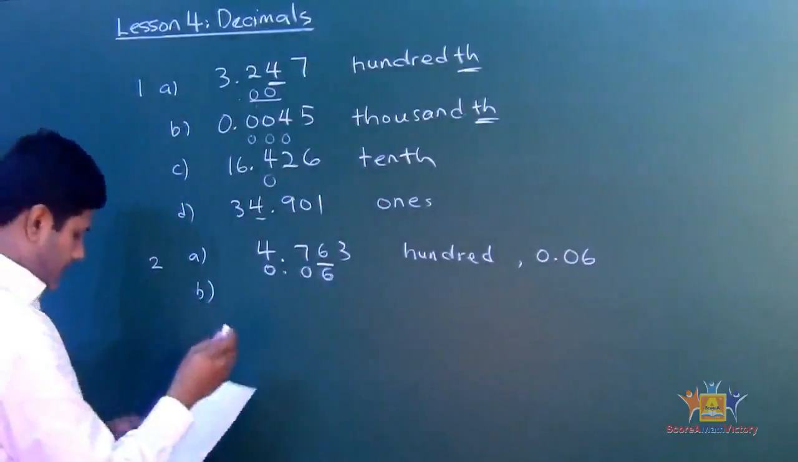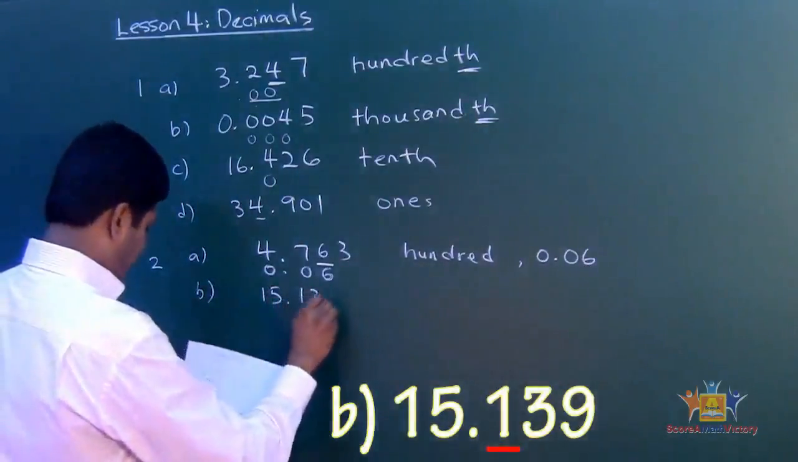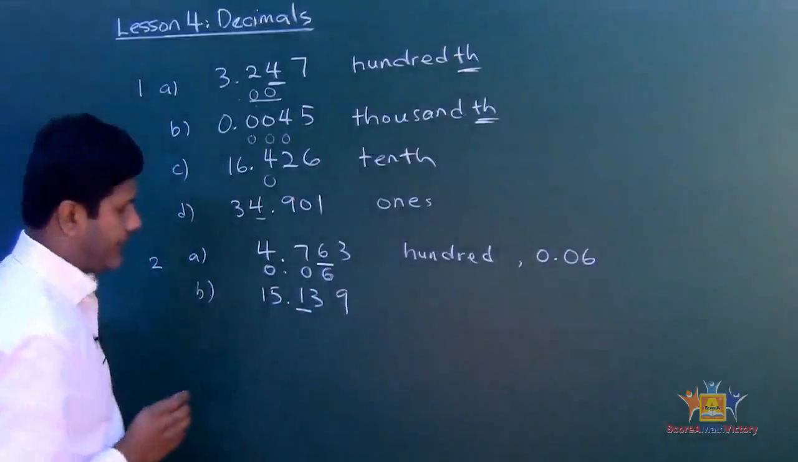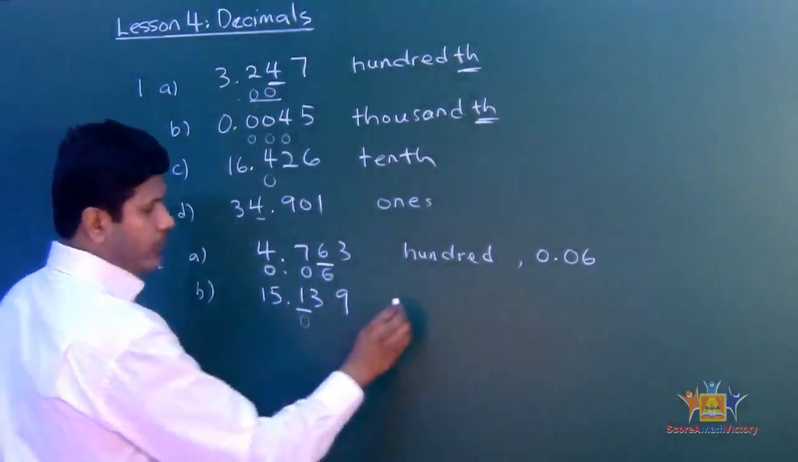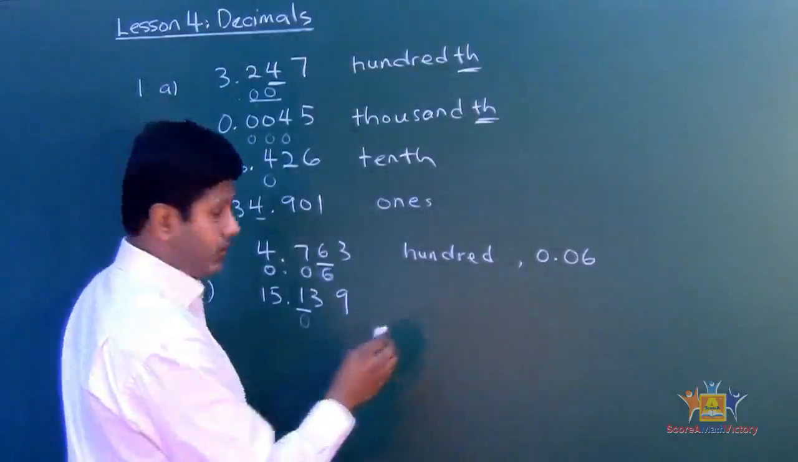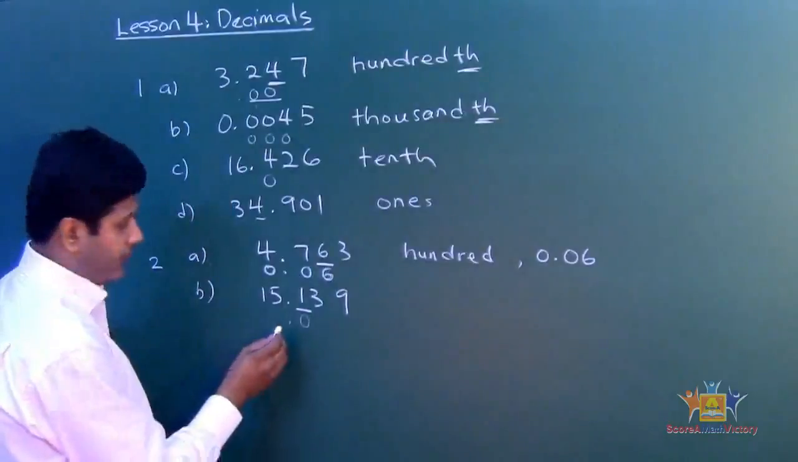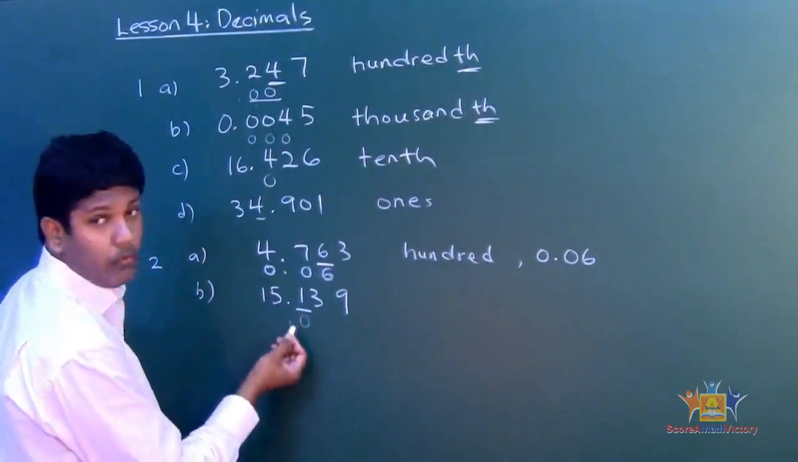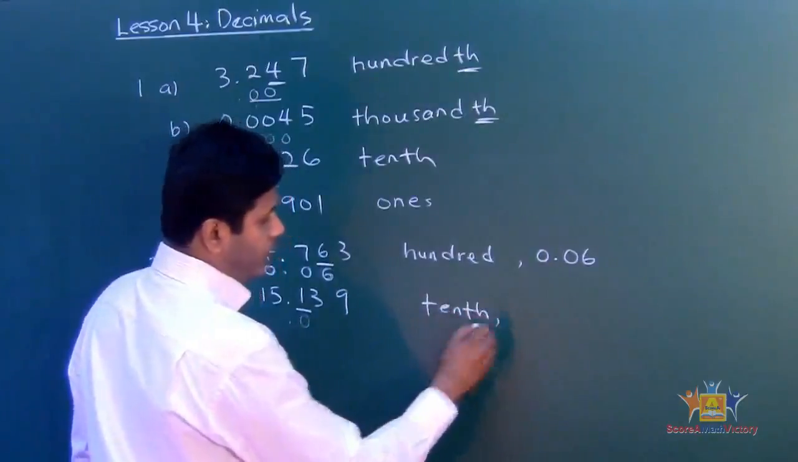Okay, B, you're given 15.139, and 1 has been underlined. So how many zeros? One zero. So what has one zero? See the decimal? The decimal should be your point of reference. One zero, right below 1. That means tenth. Tenth will be the place value for 1.